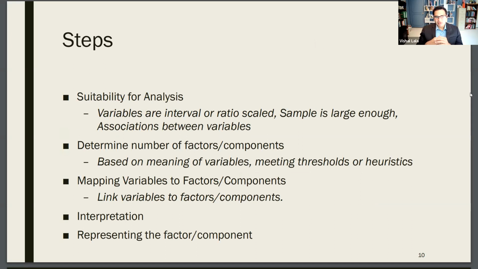Here are the steps we're going to navigate through as we examine this technique. We'll first review the data to see if it's suitable for analysis or not. Next, we'll identify the number of factors or components present in the data. Once we have identified the factors, we'll map the original variables to the new factors or components. Next, we'll interpret the individual factors or components. And lastly, represent the factors or components for other analysis, like maybe as an input to regression.